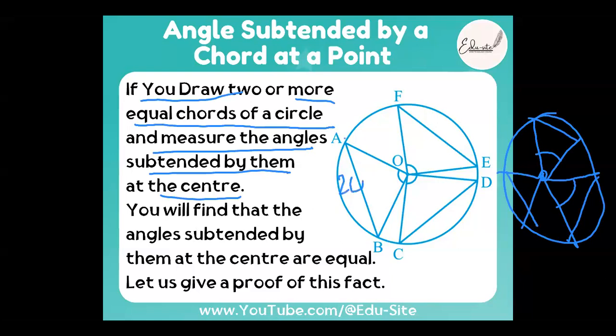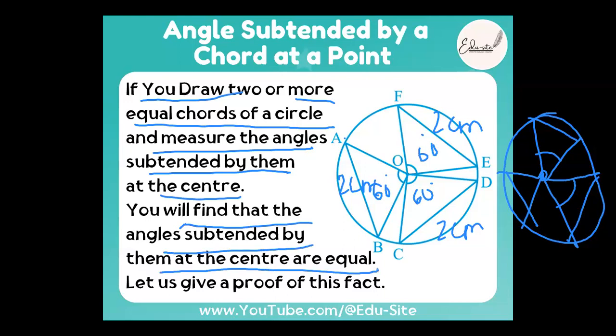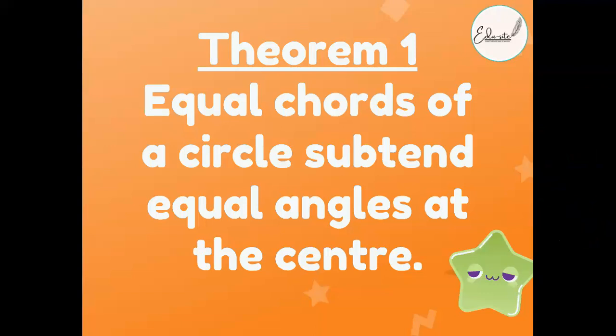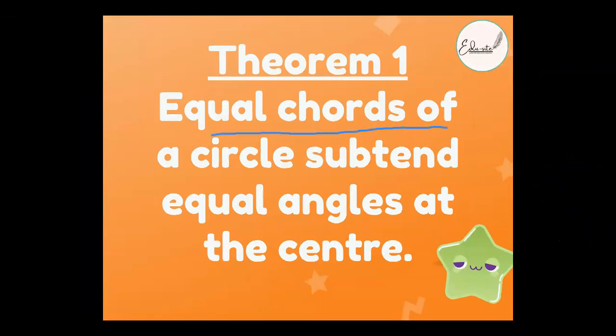AB should have 2 centimeters, FE should also have 2 centimeters, and this should have 2 centimeters. Then all of these angles, for example, if this is 60, then this is also 60, and this is also 60. Understood? In this way it works. So you will find that the angles subtended by them at the center of the circle are equal. Now let us give a proof for this fact. The proof is given by theorem number 1, which states that equal chords of a circle subtend equal angles at the center.